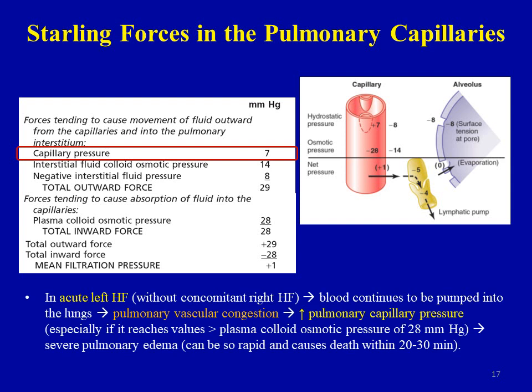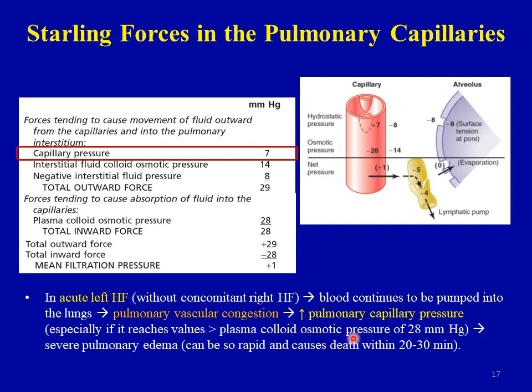What happens if there is acute left heart failure without concomitant right heart failure? Blood continues to be pumped into the lungs by the normally functioning right ventricle, but the left ventricle is not able to eject that blood. So there will be pulmonary vascular congestion, and this will lead to increased pulmonary capillary pressure, much higher than 7, the normal value, especially if it reaches values more than the plasma colloid osmotic pressure.